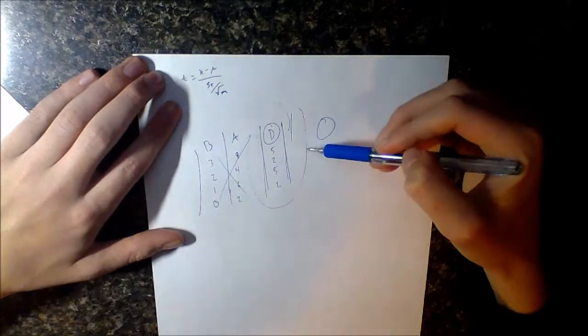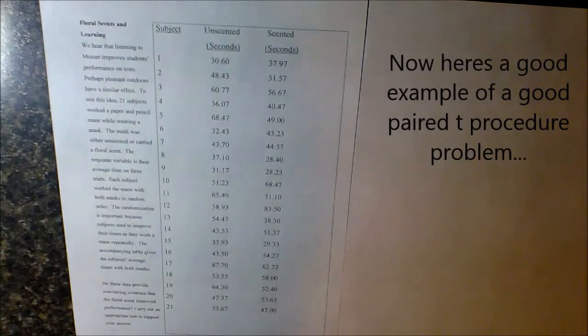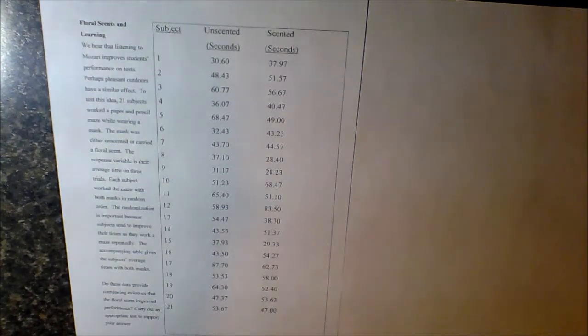So let's run through a few examples and try to work it out step by step. Here's a good example of a paired T procedure problem that you might see. The question is about fluorescence in learning. We hear that listening to Mozart improves students' performance on tests. Perhaps pleasant odors have a similar effect. To test this idea, 21 subjects worked a paper and pencil maze while wearing a mask. The mask was either unscented or carried a floral scent. The response variable is their average time on 3 trials. Each subject worked the maze with both masks in random order.